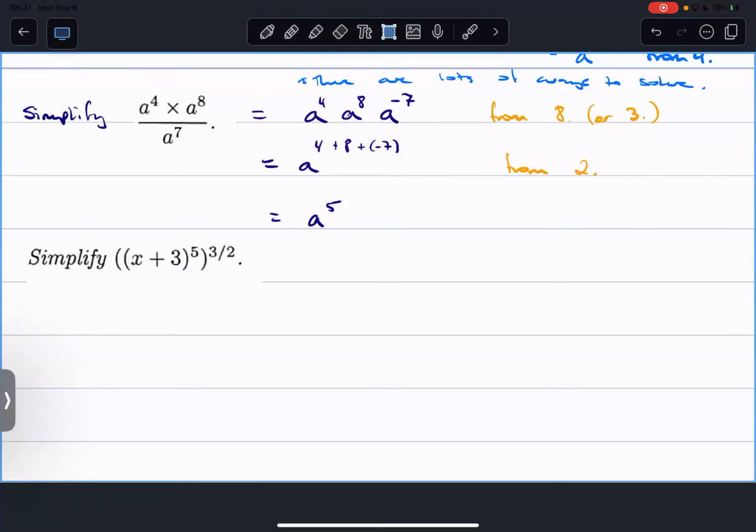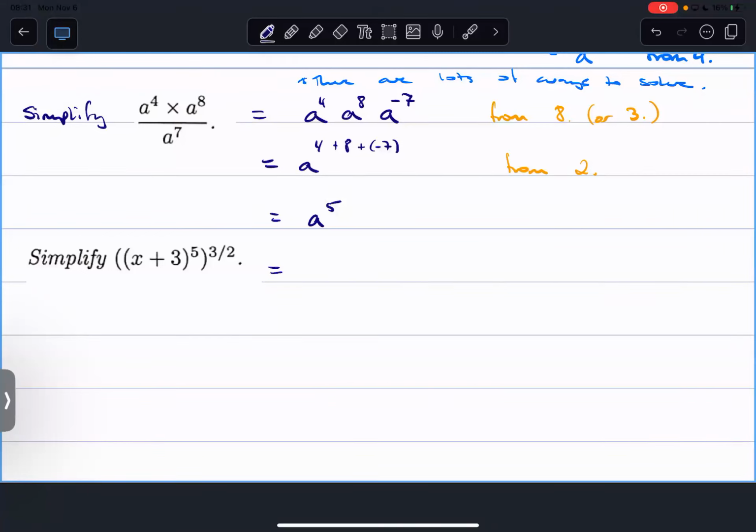If we want to simplify x plus 3 to the power of 5, all to the power of 3 over 2. Ugh. Okay. Use x plus 3 as your base. So you just put blinders on, and x plus 3 is one thing. You don't want to do anything like distributing the 5 because you're not multiplying or dividing in there.